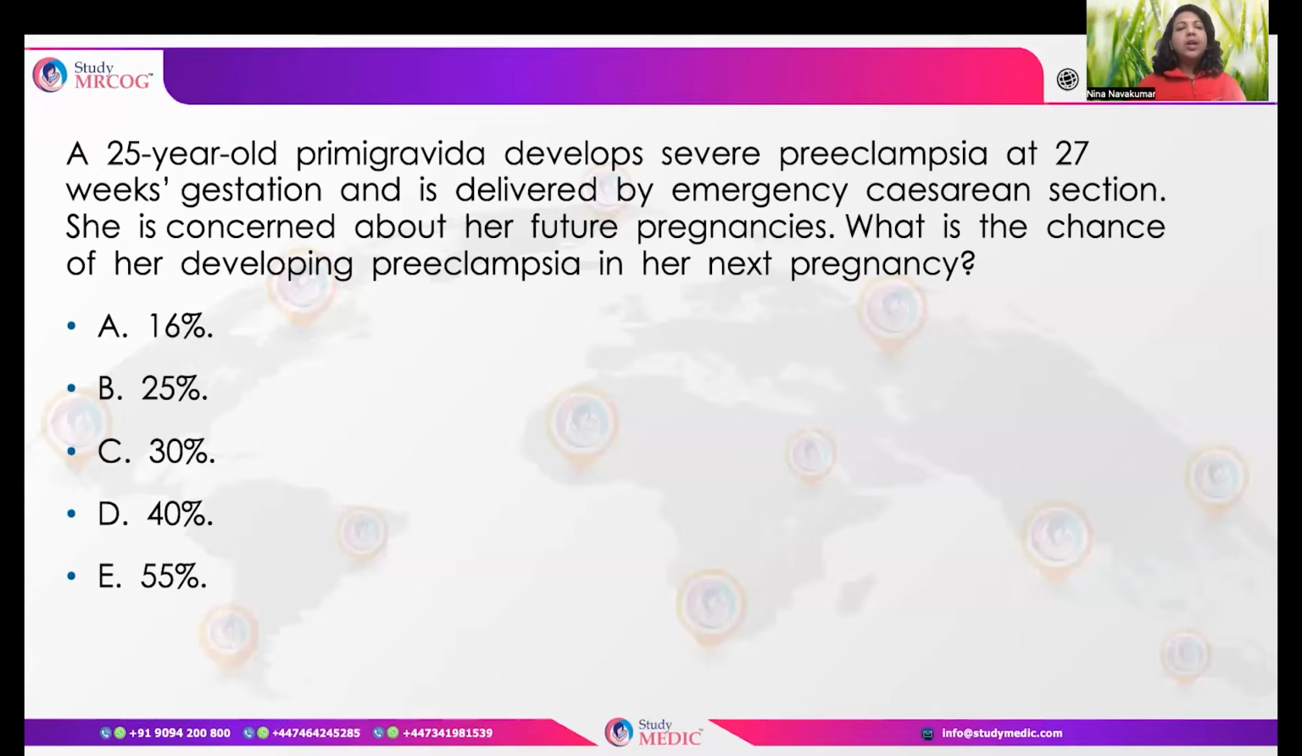The next question: a 25-year-old primigravida with severe preeclampsia at around 27 weeks of gestation is delivered by emergency cesarean section. She's concerned about her future pregnancies, obviously about the risk of recurrence. What is the chance of her developing preeclampsia in her next pregnancy? So is it 16%, 25%, 30%, 40%, or 55%?